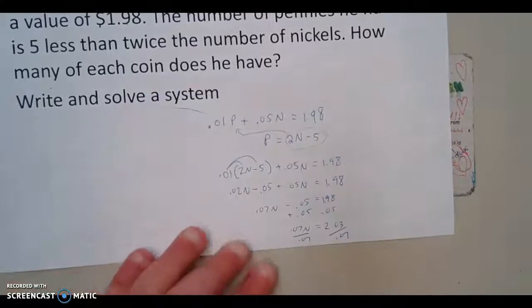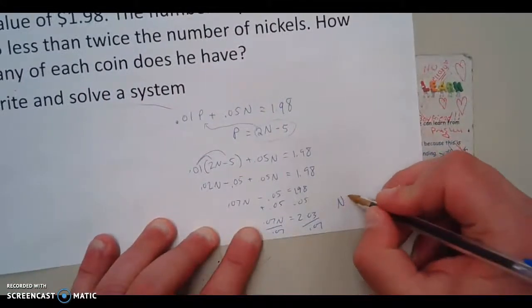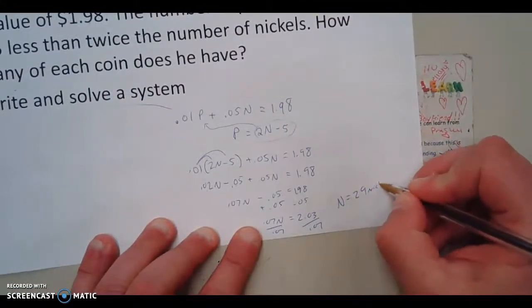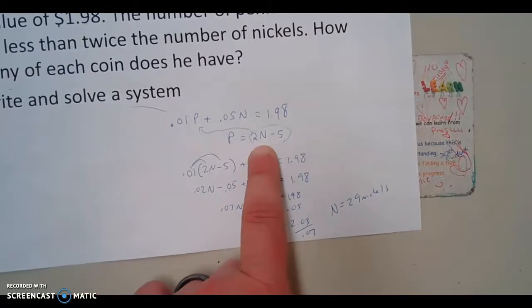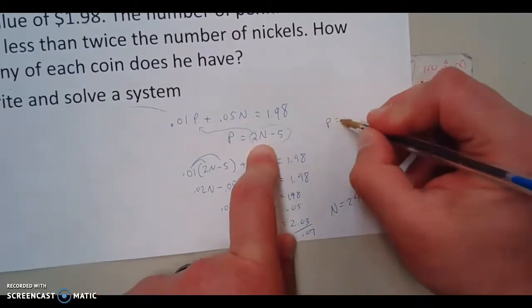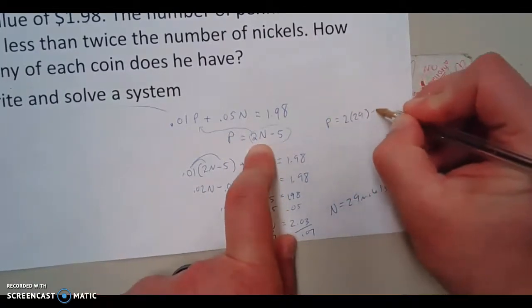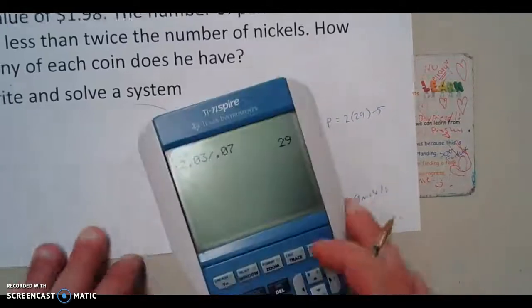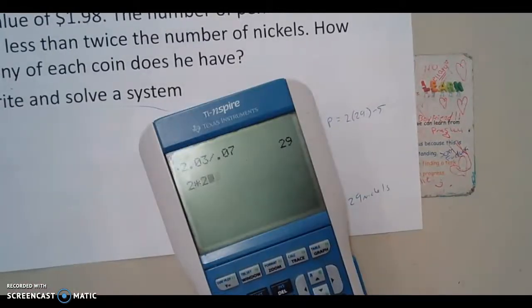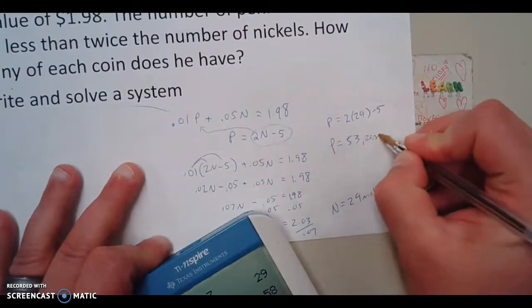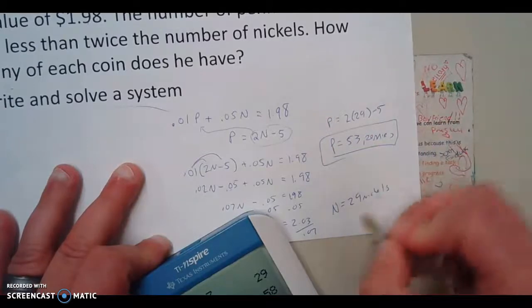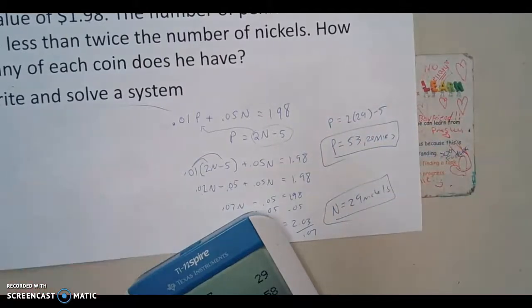So that tells us this Clark guy has got himself 29 nickels. And then therefore, if he has 29 nickels, we can use that to figure out how many pennies he has. So remember, you just plug 29 into here. So pennies is going to be 2 times 29 minus 5. So again, same thing. 2 times 29 minus the 5. And he's got 53 pennies. Okay, in between those, that should be our answer.